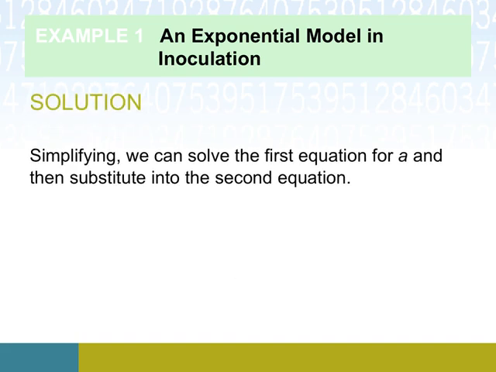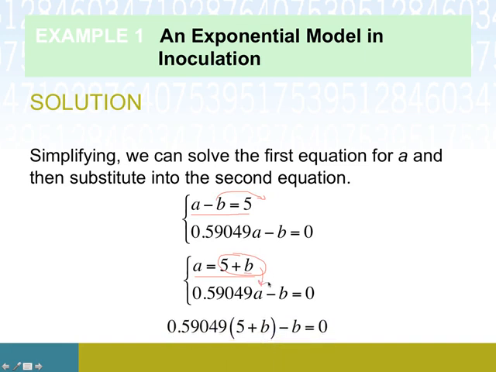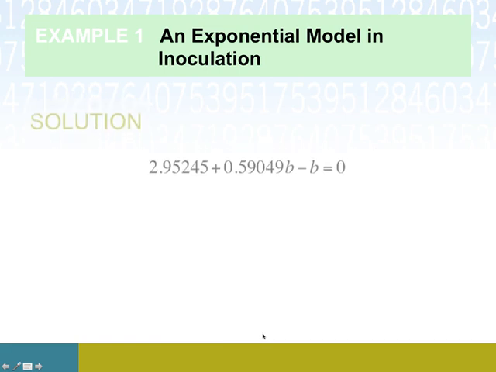So maybe one strategy is to take the first equation, once simplified, and solve it for one of the variables. Let's say solve it for A. It doesn't actually matter. We take this first equation and rewrite it just by adding B to the other side. Then we can replace A with 5 plus B in this other equation. The advantage is that this equation at the bottom now has only one constant in it. It's only got b's in it.